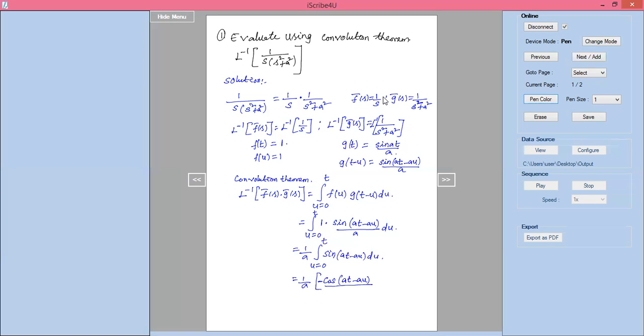Now the minus I have written. Again, integrating a t minus a u with respect to u, the minus a goes in the denominator. Now I will cancel this minus a, so after cancellation you will get only cos of a t minus a u. The limits are u equal to 0 to t. In the next step I will apply these limits.